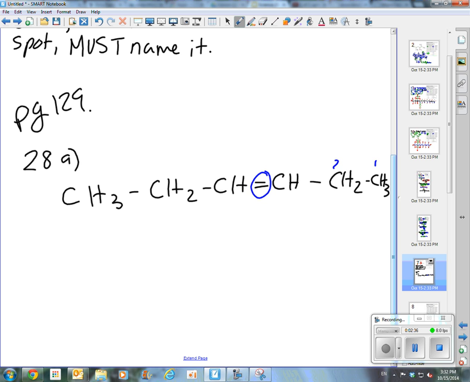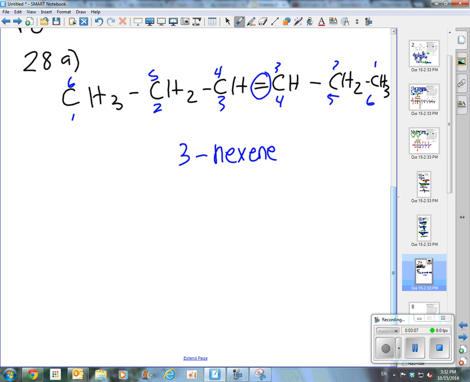So let's try 1, 2, 3, 4, 5, 6. Right now the bond is after the third carbon, but if I numbered it the other way, it would also be after the third carbon, so that really doesn't matter. I have 6 carbons, which means hex, and ene means I have a double bond. Bam, it is 3-hexene, because that double bond occurs after the third carbon.